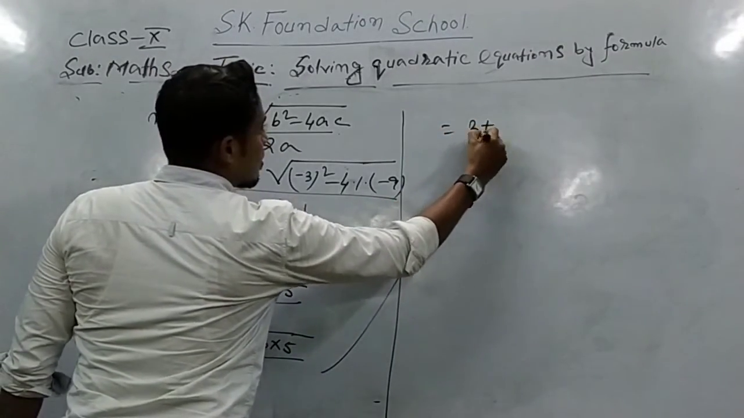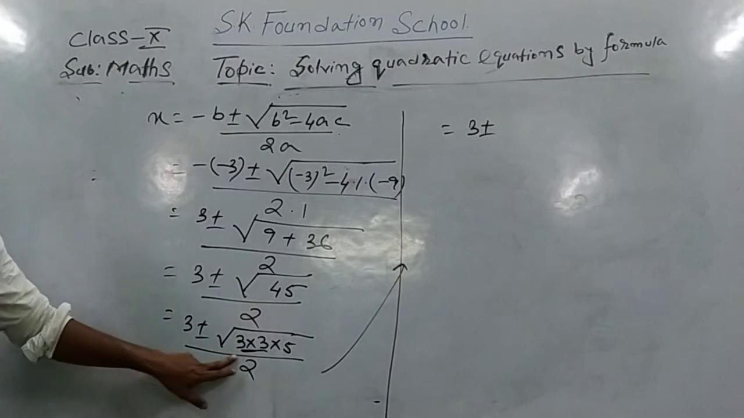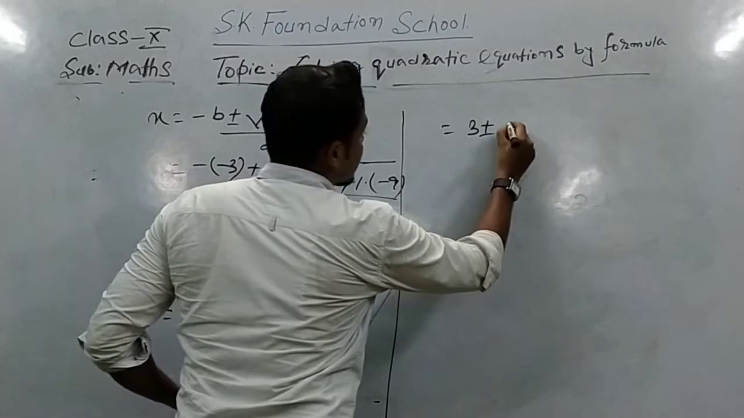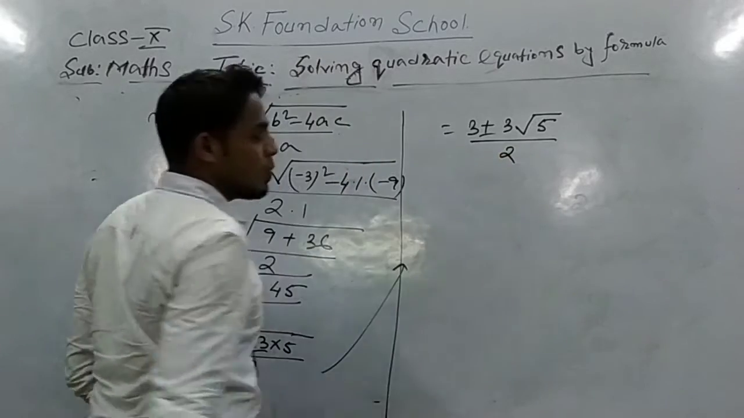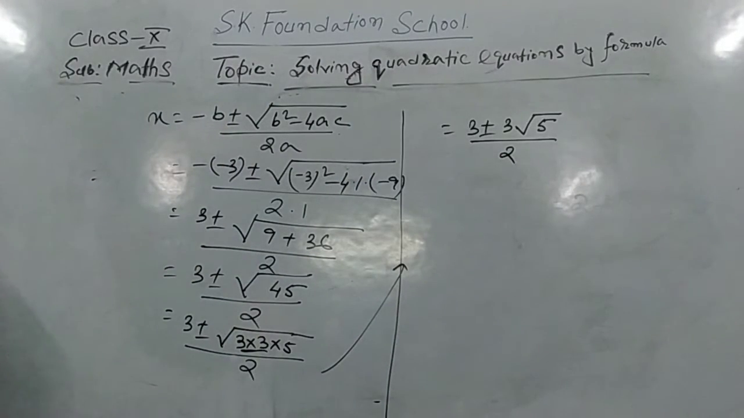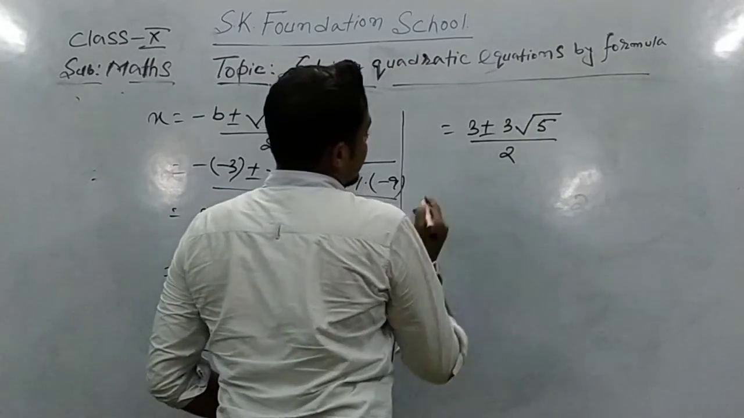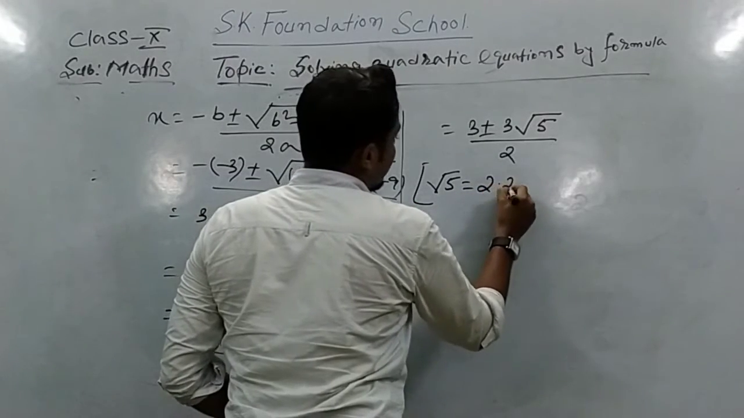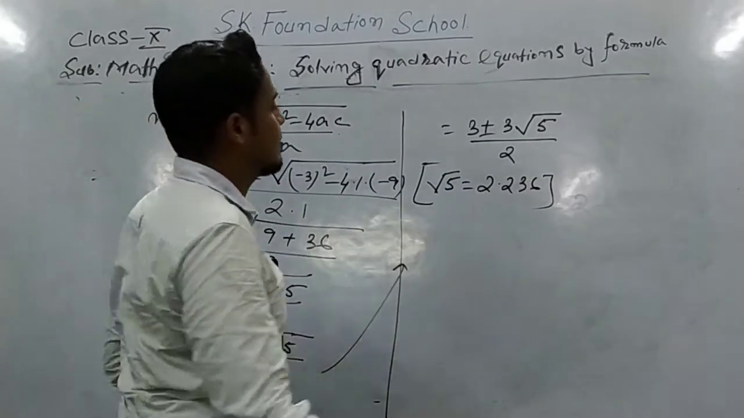3 plus minus, look here, 3 is a pair of 3, that means when you eliminate the square root, it is represented as 3 root 5 by 2. Now we are going to put in the value of root 5. From the table we get the value of root 5 as 2.236.